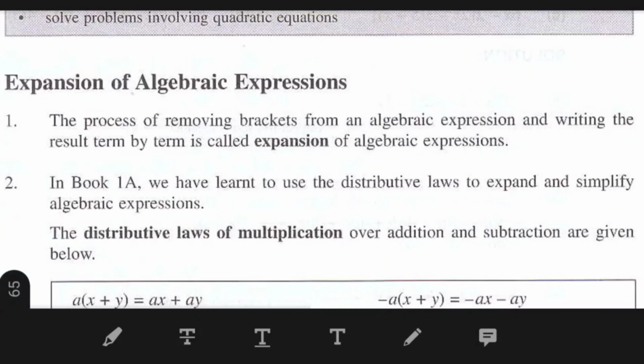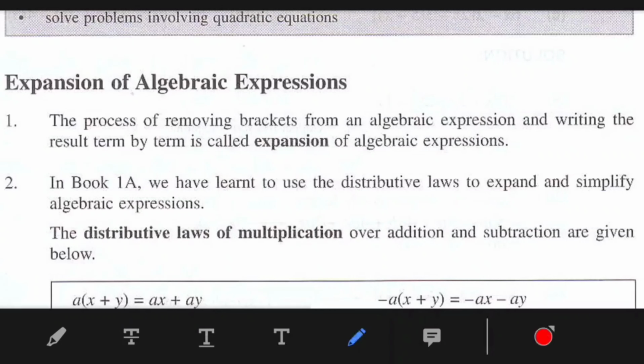This channel has plenty of math topics where I give explanations in Tok Pisin. This video, I will talk about expansion and factorization of algebraic expressions. First, I will talk about expansion of algebraic expressions. Number 1. The process of removing brackets from an algebraic expression and writing the result term by term is called expansion of algebraic expression.